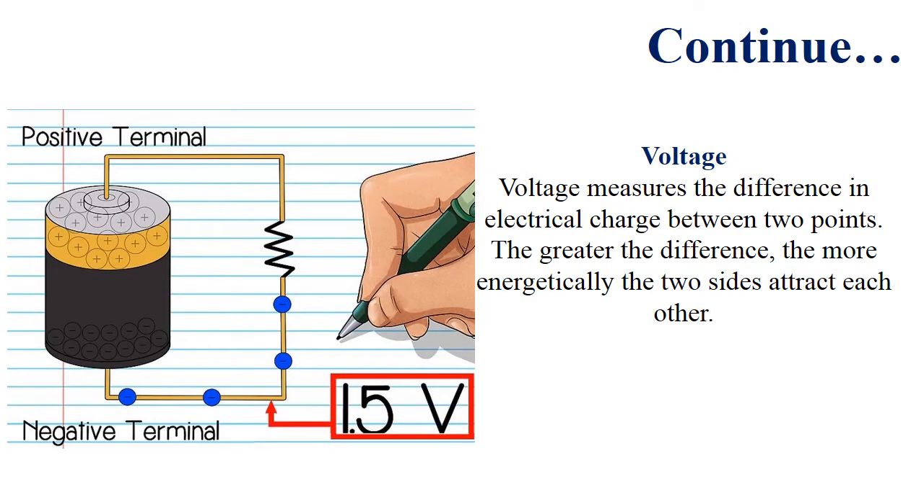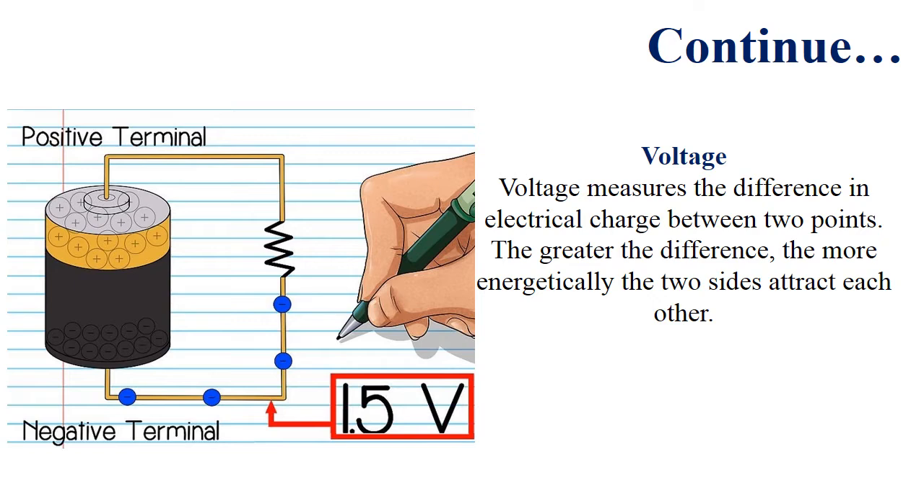Voltage measures the difference in electric charge between 2 points. The greater the difference, the more energetically the two sides attract each other. Inside a battery, chemical reactions happen that produce a buildup of electrons. The electrons go to the negative end while the positive end stays mostly empty. They are called the positive and negative terminals. The longer this goes on, the larger the voltage between the two ends.